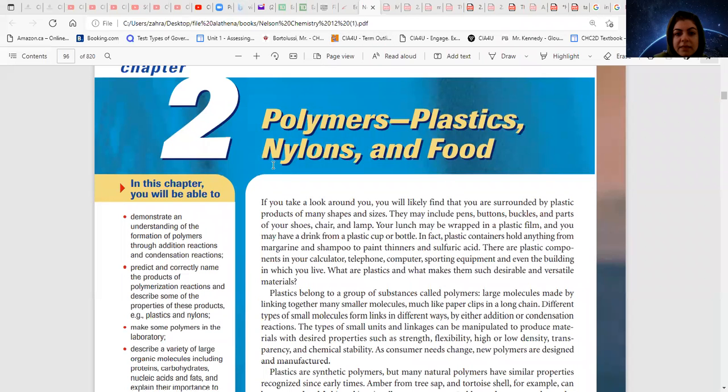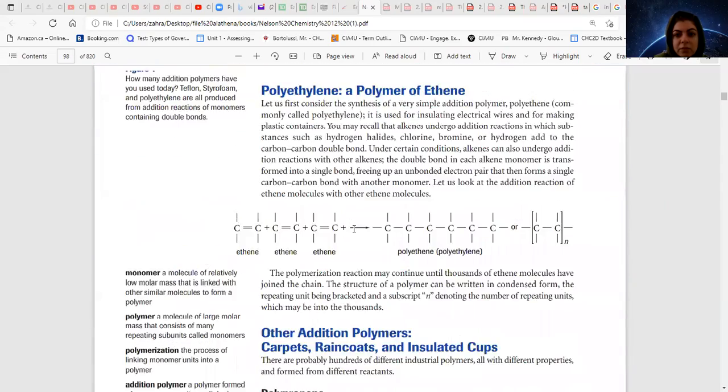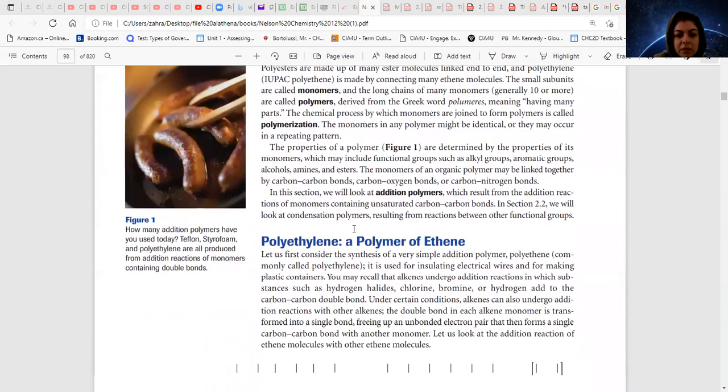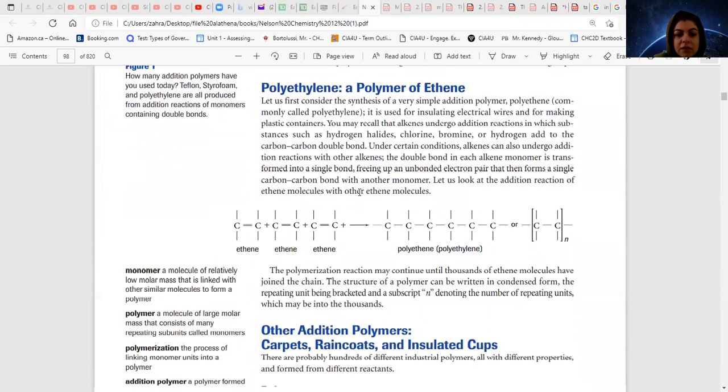Okay, polymers, plastics, nylons, and the food is chapter 2. We do briefly some important. So what is the polymer? See, this is the units of the ethane. So if we have multiple units of the ethane, this double bond can break, right? And the carbon can attach from its head to each other. And this is what you get.